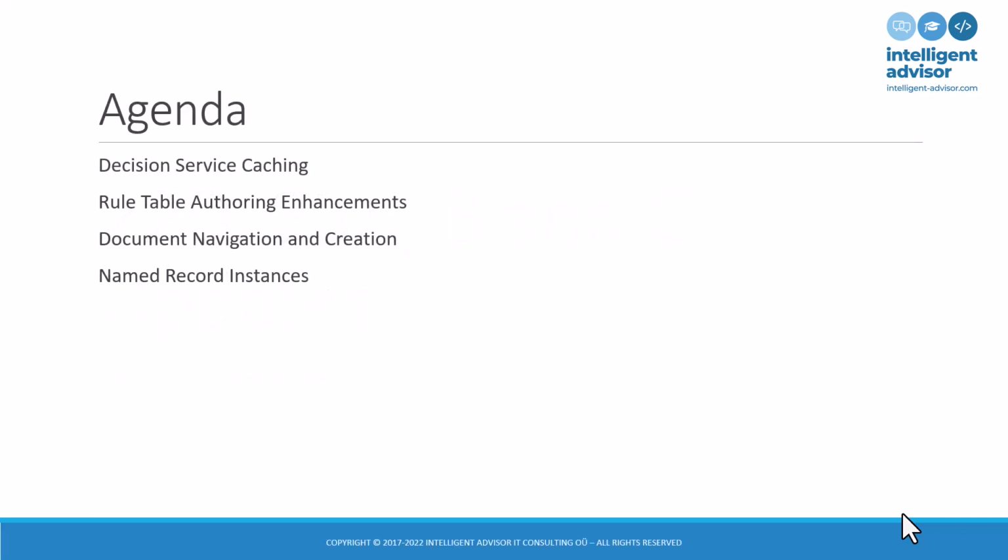We're going to be looking at four things. Four things that have improved decision services quite considerably. The first one improves the performance of decision services in one particular instance. And the next two change and improve how you navigate and work with your decision service. And the final one introduces a new concept to how some data can be referenced in decision services.